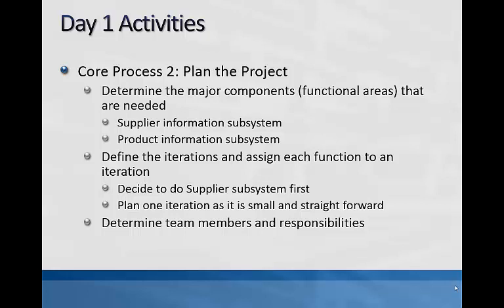And these are the activities of core process 2. Plan the project. In this core process, we determine how big the project is, what are the major subsystems. Then we estimate how many iterations will be required and what is the output of each iteration. We also find team members and make preliminary assignments. In other words, we get the project organized.